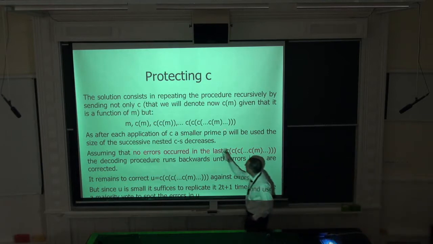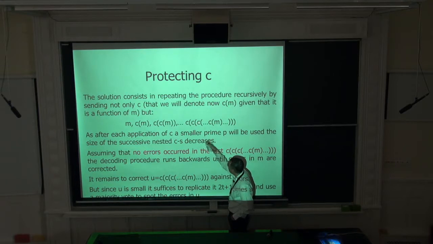Okay? Assuming that I had no error here, I can use this one to correct the one before. And assuming that I had no error here, I can use this one to correct this one, and this one, and this one. When do I stop? I stop when I get to a fixed point where doing a further correction step, given the number of errors T that I want to protect against, doesn't reduce the size anymore. And then once I got there, what do I do?